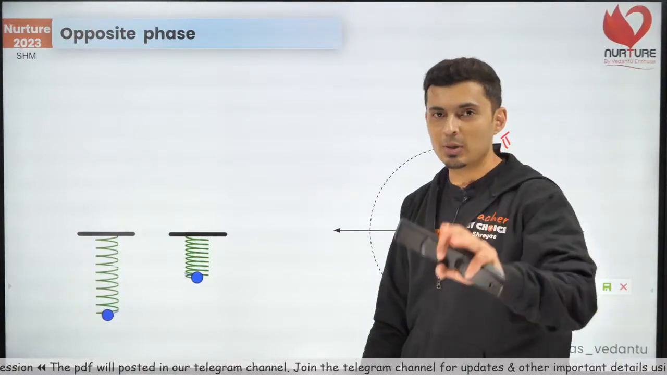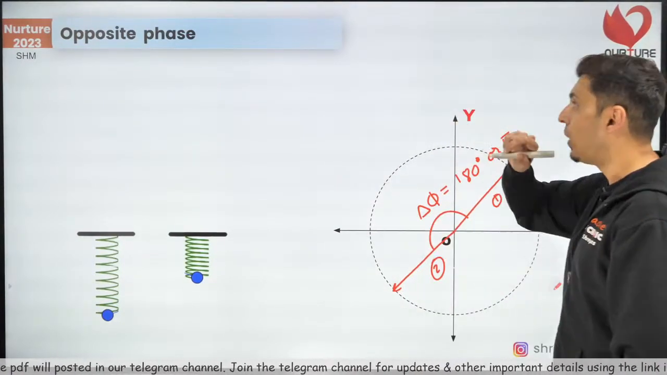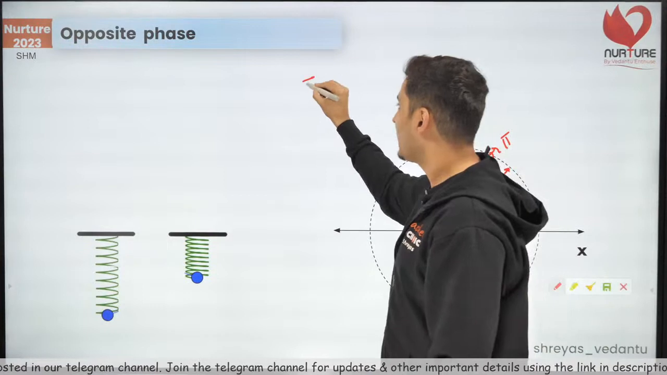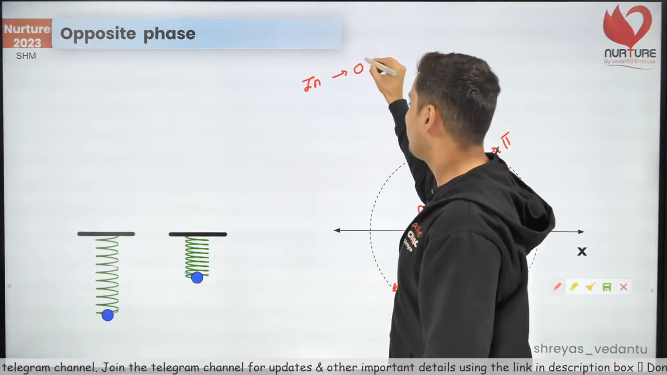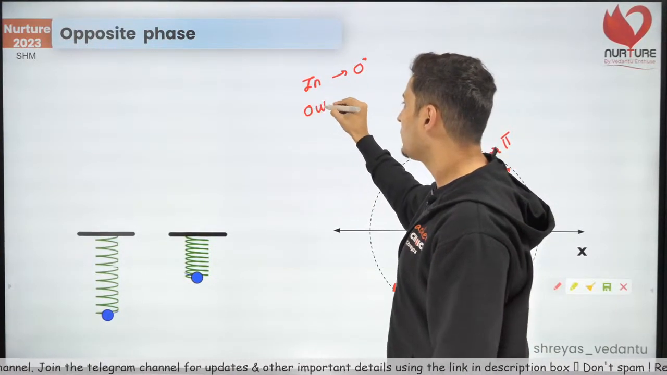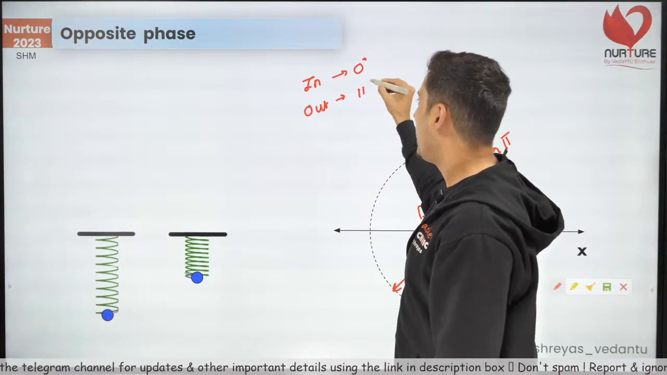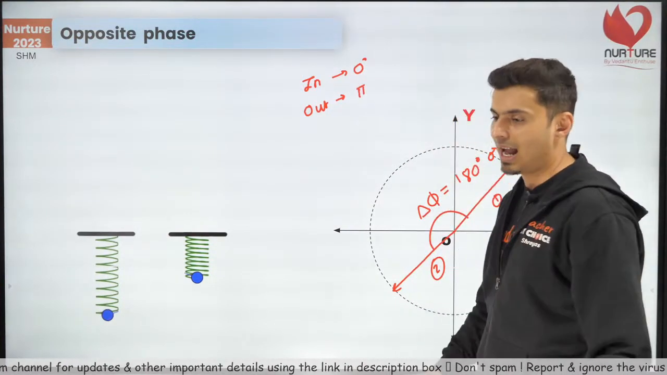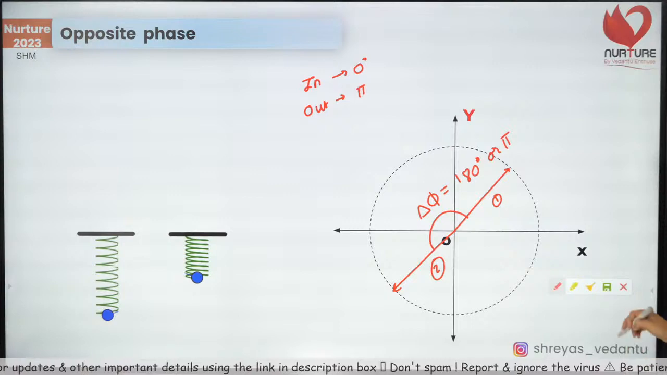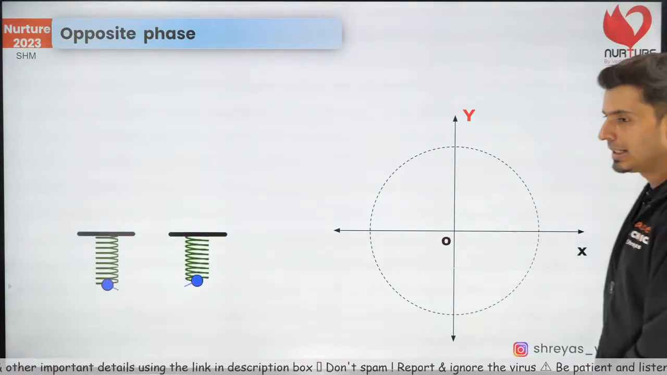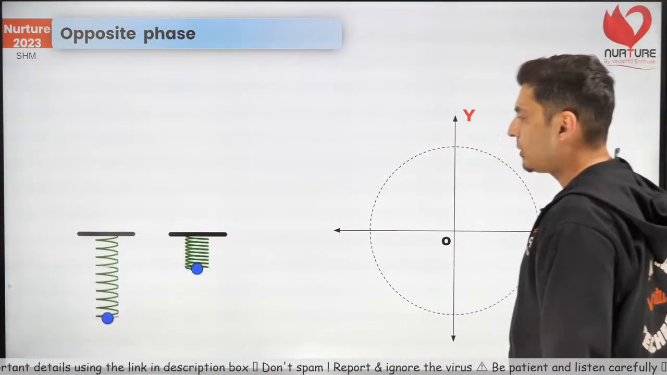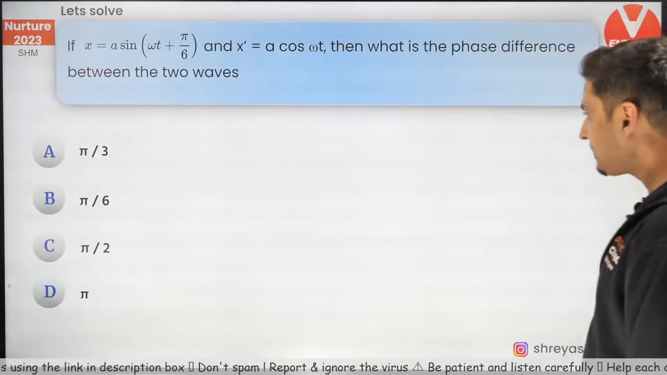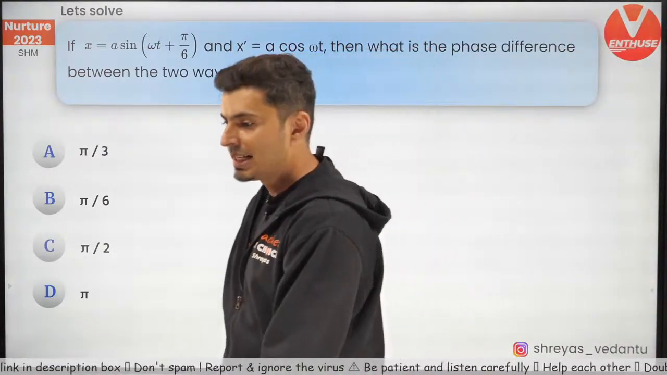Are you able to understand this? So this is what opposite phase looks like. So for in phase, the phase difference is 0. For out of phase, the phase difference is pi radians or 180 degrees. As simple as that. Everybody getting it? Cool. Shall we proceed with some questions? Come on, my warriors, let's do this. Okay? Cool. Let's do this.